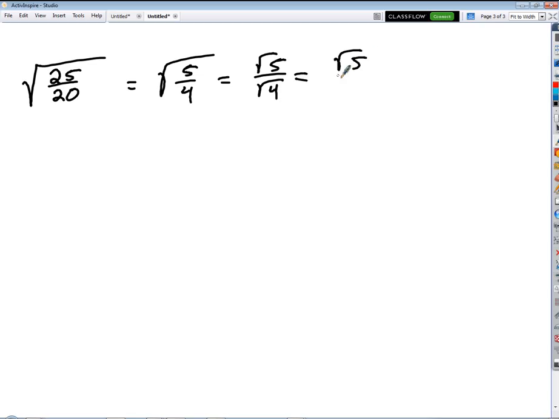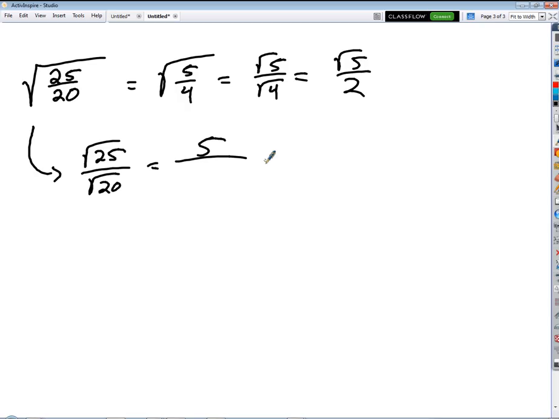Wouldn't the top just be 5? Not square root of 5, you mean? Yeah, because the square root of 20. Okay, so the approach you took, you went a different way. You broke this up into the square root of 25 over the square root of 20. Square root of 25 simplifies to 5.